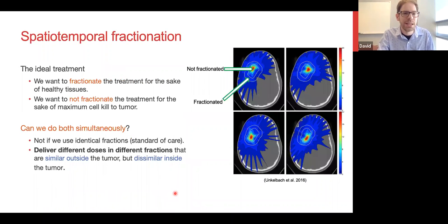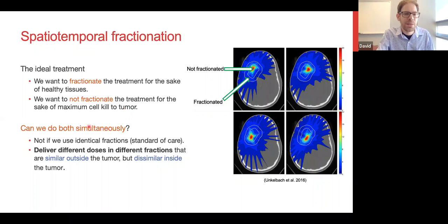All right, so in other words, in an ideal treatment, we would want to fractionate as much as possible and as uniformly as possible. So as many fractions as possible and as uniformly as possible for the sake of healthy tissues. But at the same time, we would want to not fractionate at all and just deliver everything all at once for the sake of maximum cell kill. And of course, ideally, we would want to do both simultaneously, but that's nonsense because all the unwanted dose in the healthy tissue is a direct consequence of the desired dose in the tumor. So if we don't fractionate the tumor dose at all, then the unwanted dose will automatically not be fractionated.